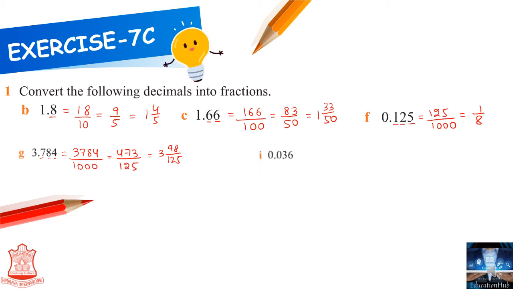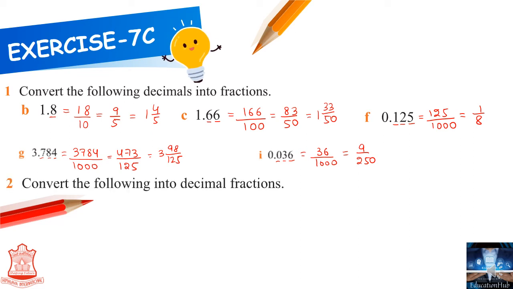Let's see one more part, that is I part. Again we can write 0036 or 36, it is the same thing. Now after decimal how many places we have, 1, 2 and 3, so we are going to write 3 zeros, so it will be 36 divided by 1000, and when converted to lowest form it will be 9/250. I hope this is clear to you. If you have any doubts you can drop your doubts in the comment section below.